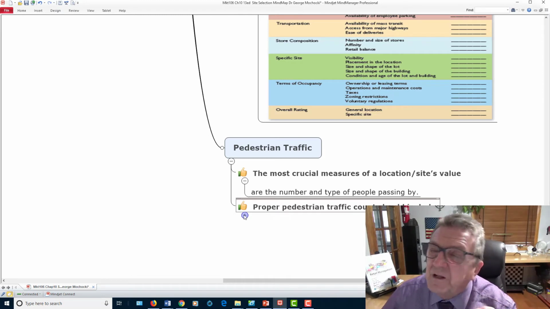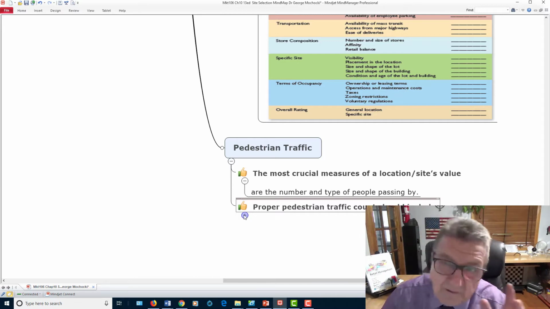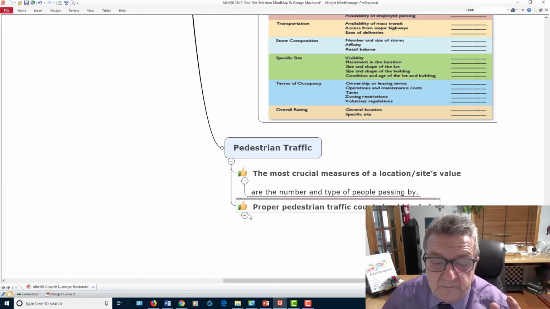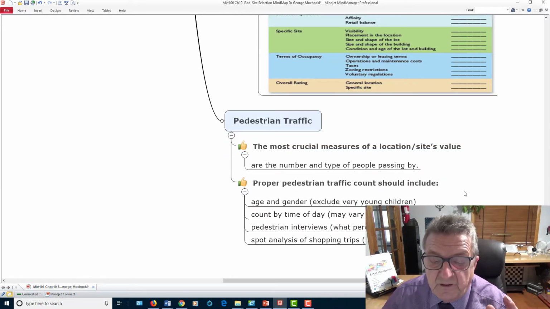Don't leave the same one. If they come up and the window display's not new, and they come once a week, twice a week, they don't look anymore. Okay. Improper pedestrian traffic.